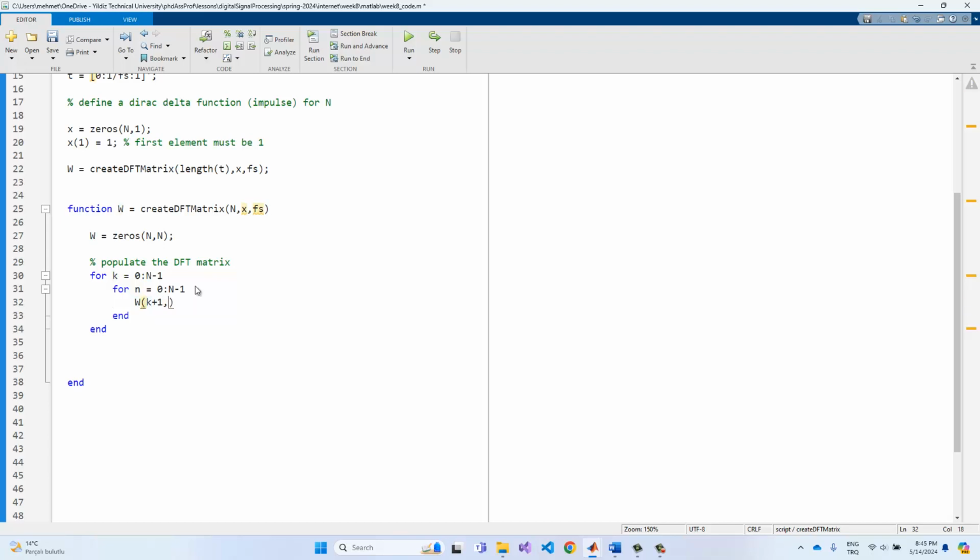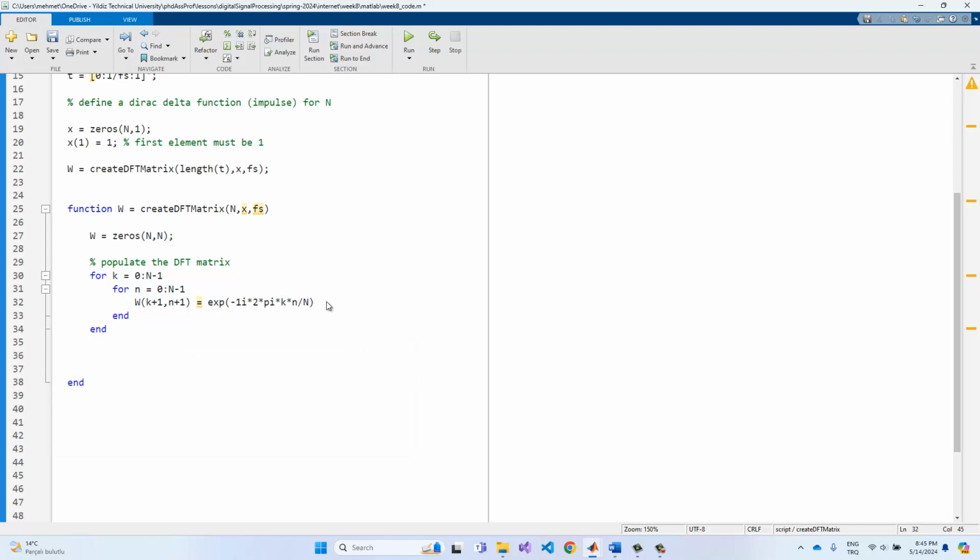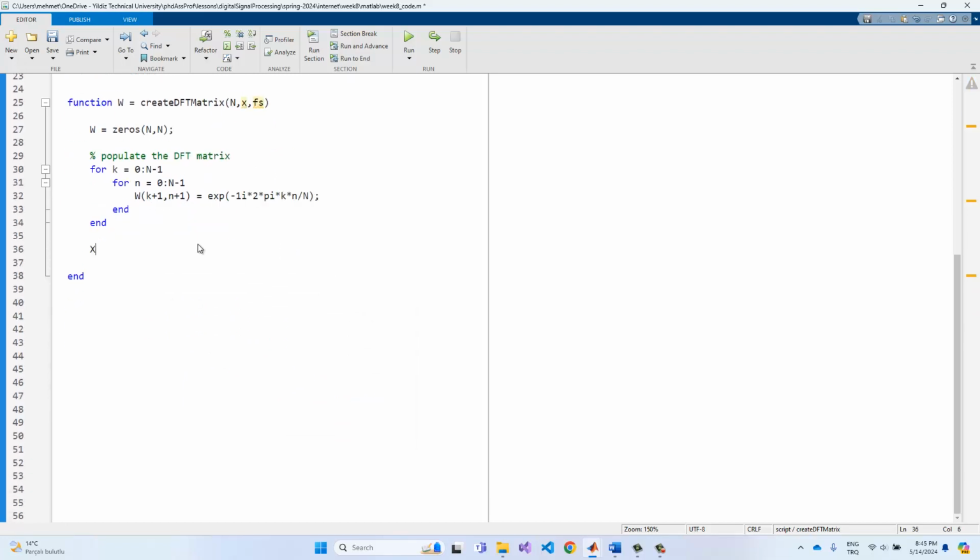W(k plus 1, n plus 1) can be assigned with the standard definition of the exponential function: exponential of minus 1i times 2 times pi times k times n divided by the normalization value n. This is the total points. And so after that, we need to take W times x divided by n. Okay?